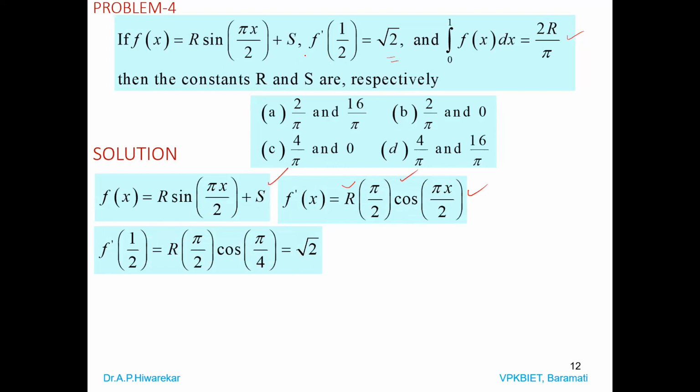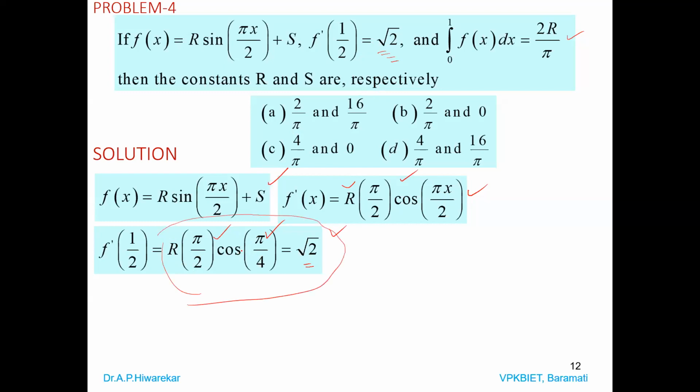Then for f dash of 1 by 2, put x as 1 by 2. So you'll get r pi by 2 as it is, then cos of pi by 2 times 1 by 2, so it is cos of pi by 4. And this value is given as root 2. That's why we are substituting root 2 here. Then simplify, and from this you calculate the value of r.